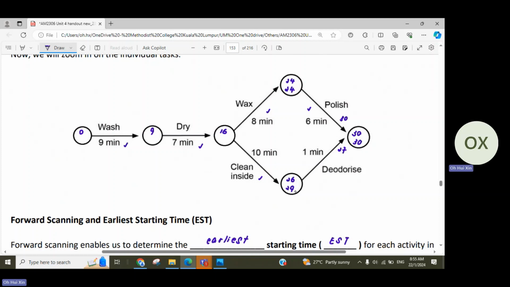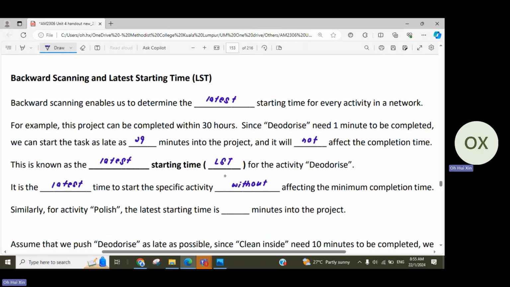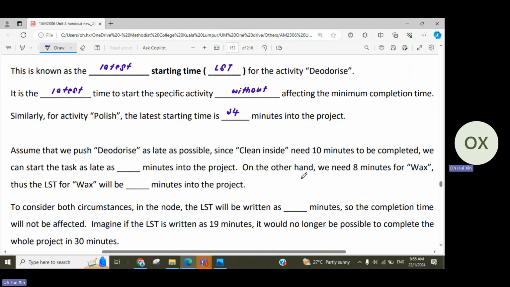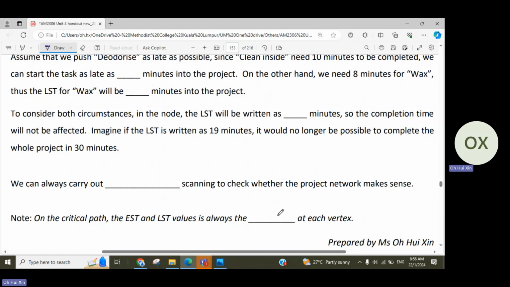For deodorize, you can see that the LST is going to be later than the EST because you have these 3 minutes of flexibility to delay. Because deodorize is non-critical, you will still be able to finish the project on time. So for polishing, the latest starting time is 24 minutes into the project. Maybe let's write down this one first. On the critical path, you can always see that the EST and LST are always the same at each vertex, as we have explained just now.